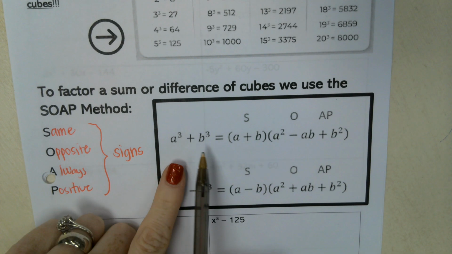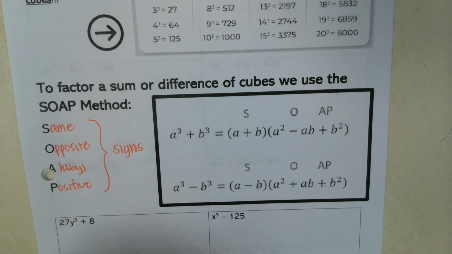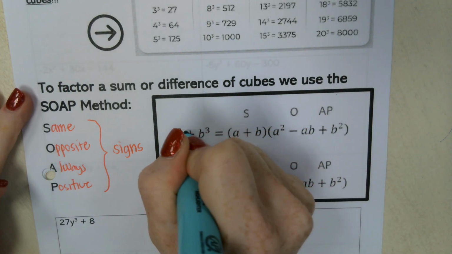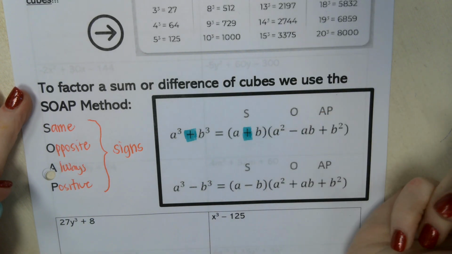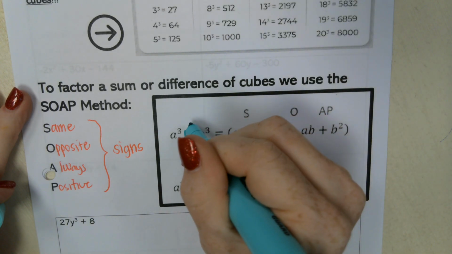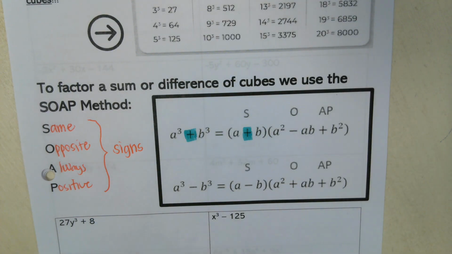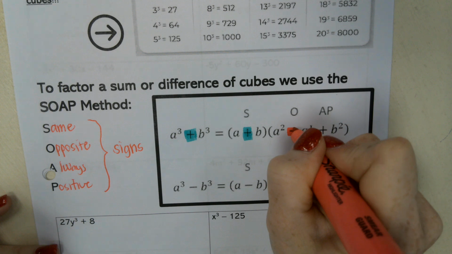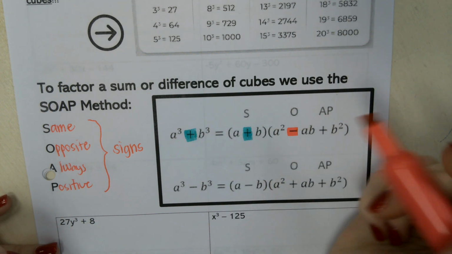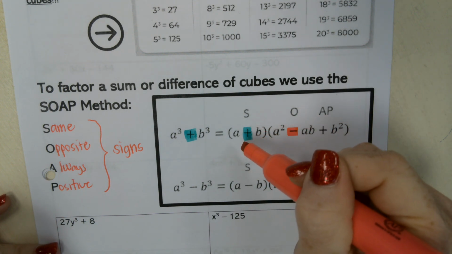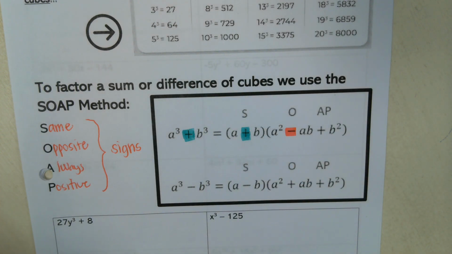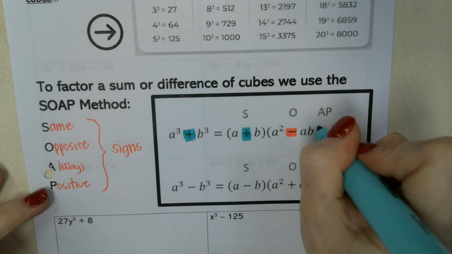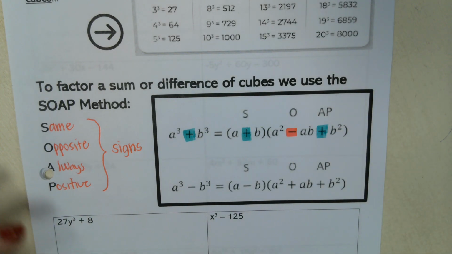Now, right here, what I want you to see is that for a sum of cubes, in the first set of parentheses, I have a plus sign. That is the same sign that I just used. But it is followed by a minus sign. A minus sign is the opposite of the plus sign. And then in the back, it will always be positive.